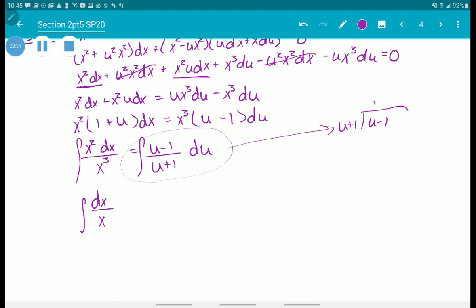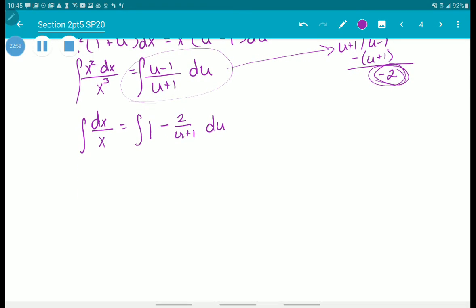U goes into u one time, multiply back through. So we're going to end up with a negative 2 here. So this simplifies into 1 minus the remainder. It's a minus 2 because I have a minus 2 as the remainder over the divisor, which was u plus 1. And now we can integrate each piece.